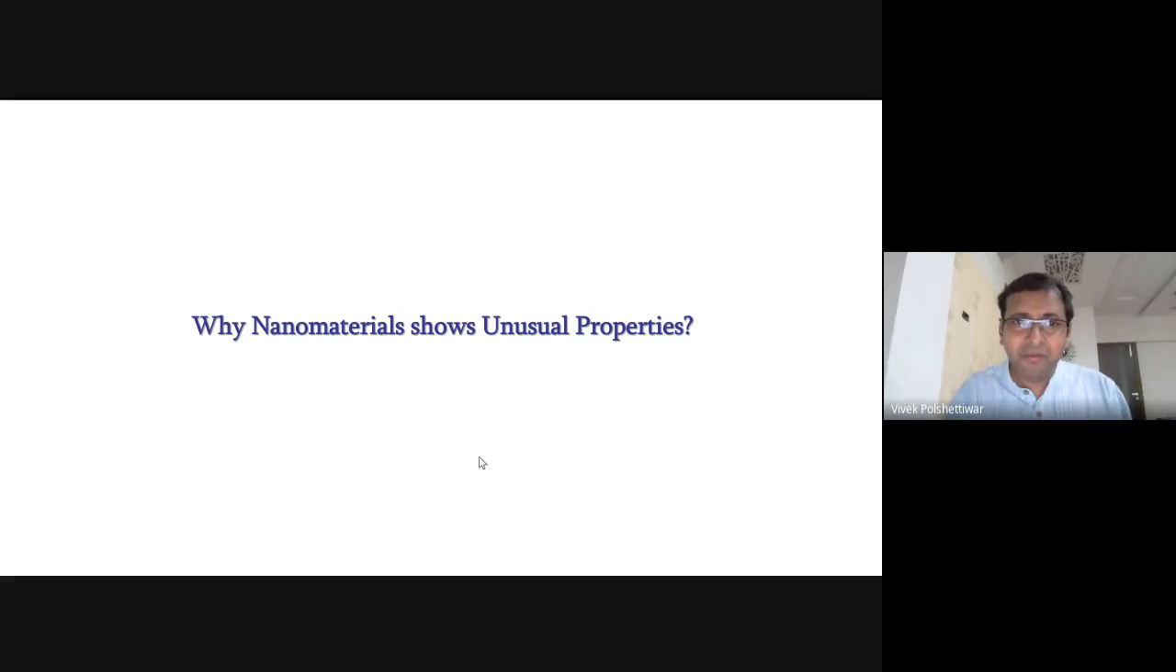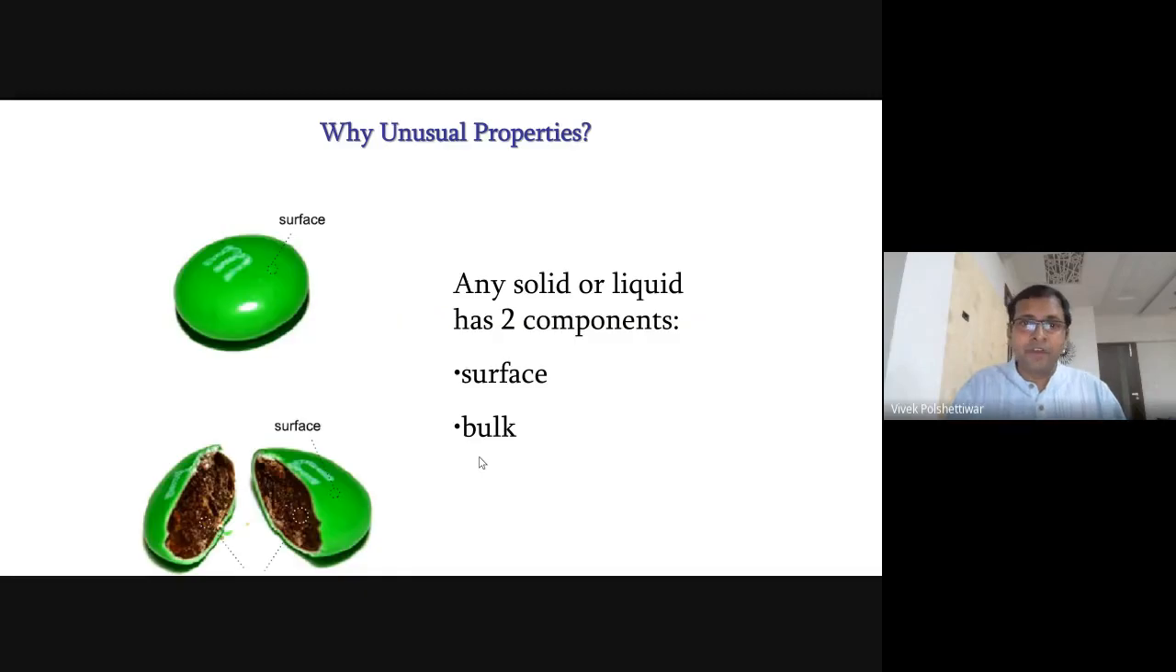Now the question is why nanomaterials show unusual properties. I already tried to explain to you that one of the reasons is high surface area. So why does the high surface area really matter? If you look at any material, one can divide that material into two things. One is a surface. Let us take this toffee. You have a surface and then you have a bulk.